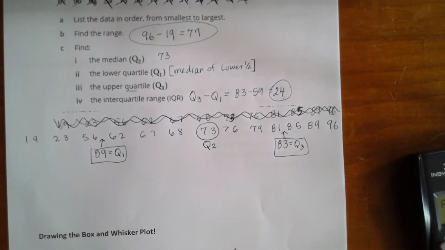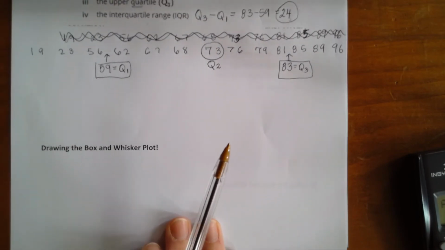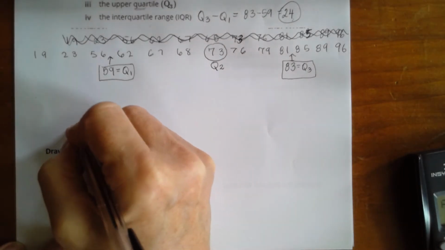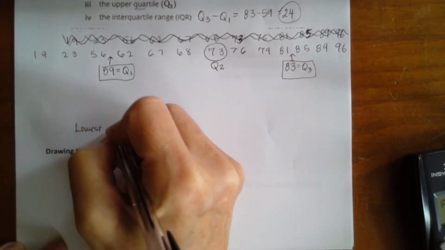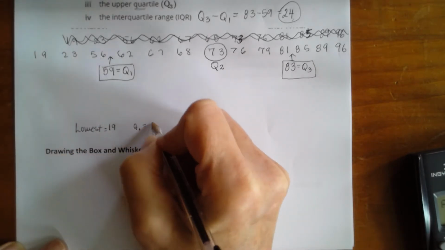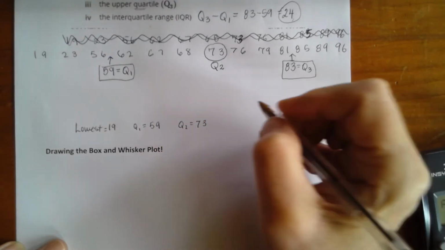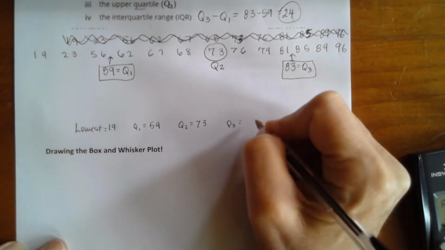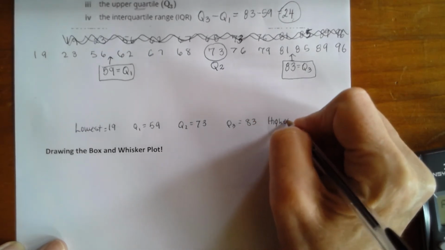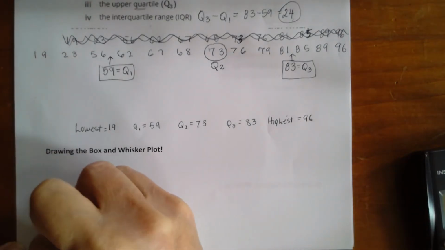Okay, now I'm going to draw a box and whisker plot. So I just need to have this information in front of me. The box and whisker is kind of funny. I need the lowest score for that. It's 19. I need Q1. I need Q2. I need Q3, and I need the highest score. And the box and whisker is just a silly little graph. It goes like this. I put a dot.